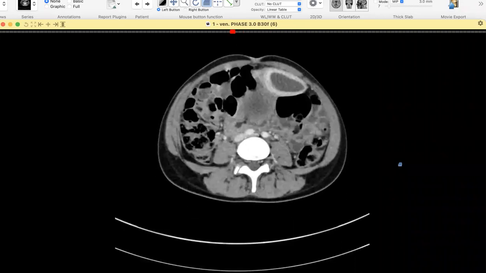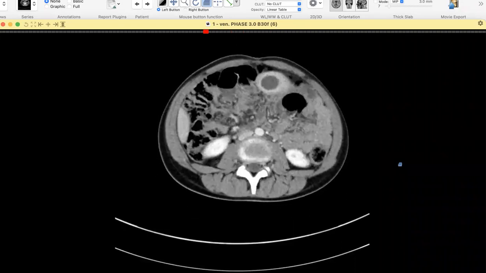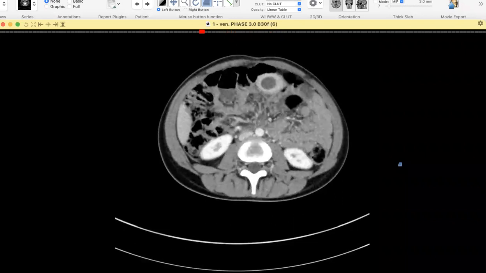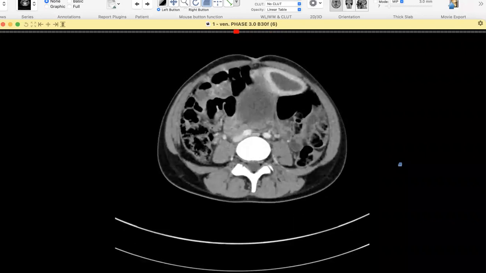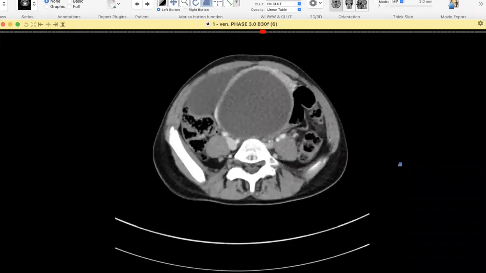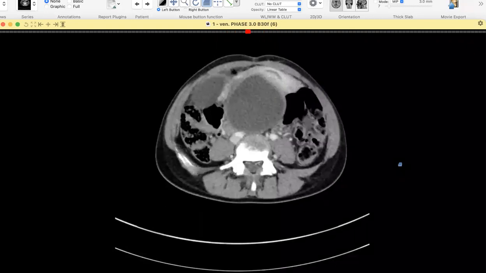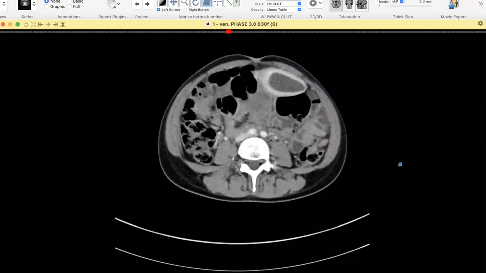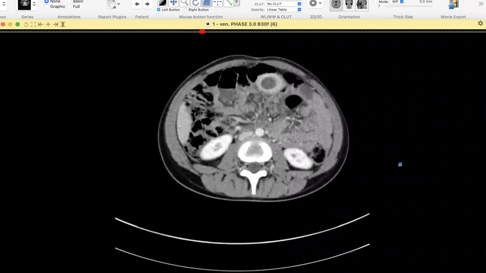You said you're thinking of hematometra, right? Yeah. But hematometra is blood in the uterus. Yeah, blood in the uterus, but I can't see the uterus here. There is only a cystic structure. Maybe it is.